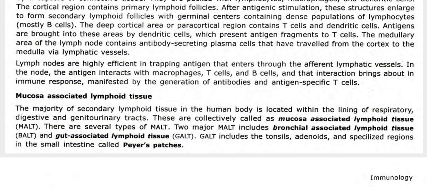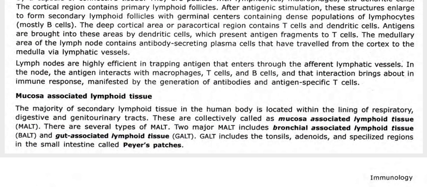Mucosa-associated lymphoid tissue. The majority of secondary lymphoid tissue in the human body is located within the lining of the respiratory, digestive, and genitourinary tracts. These are collectively called mucosa-associated lymphoid tissue (MALT). There are several types of MALT.